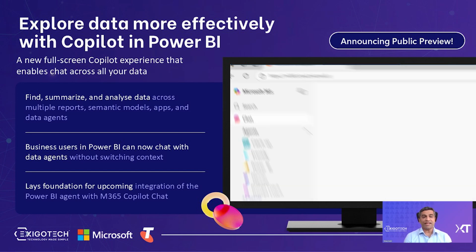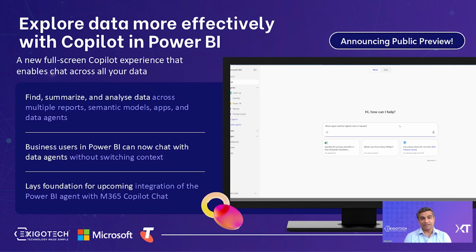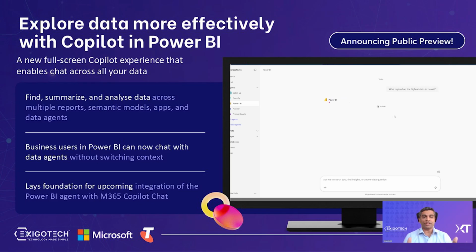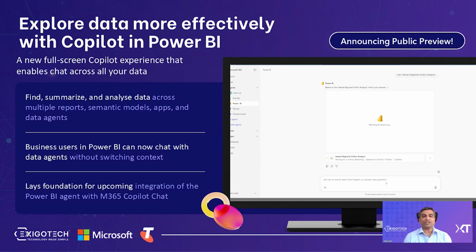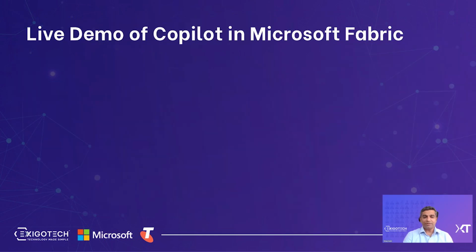Business users in Power BI can now chat with data agents as well, without switching context. So this is very important: while you're working on a certain report or certain data, you don't want to switch applications. You want to stay within the same and provide that context to your data agent so that you get relevant answers as well. I think this is something very important Ben will showcase in his demonstration. I think it's time for Ben to showcase his skills with Microsoft Fabric.